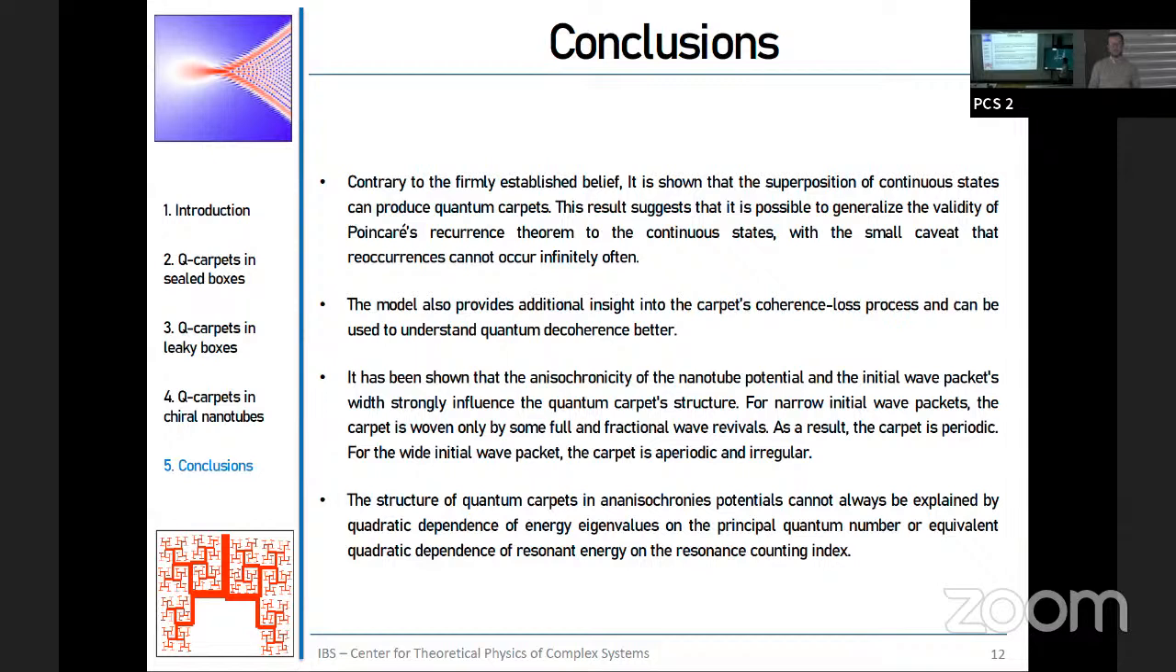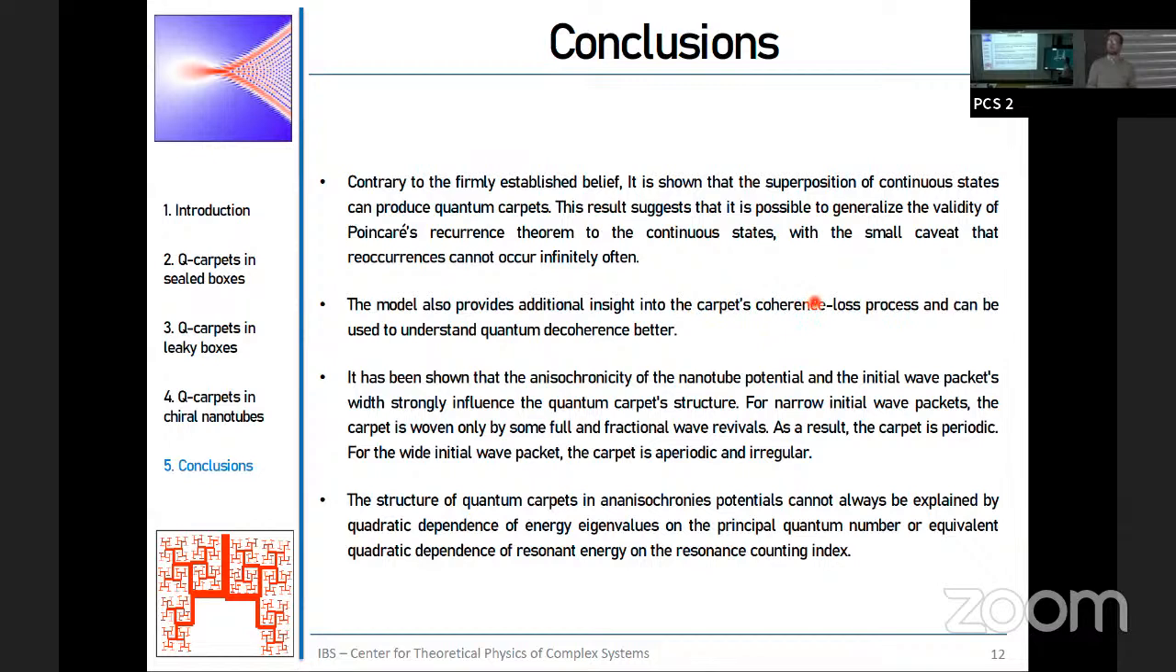So what we have done so far, well, we proved that a continuous superposition can produce quantum carpets. It's not obvious at the first point. Of course, because of tunneling, you cannot have infinite repetition, an infinite number of full recurrences.